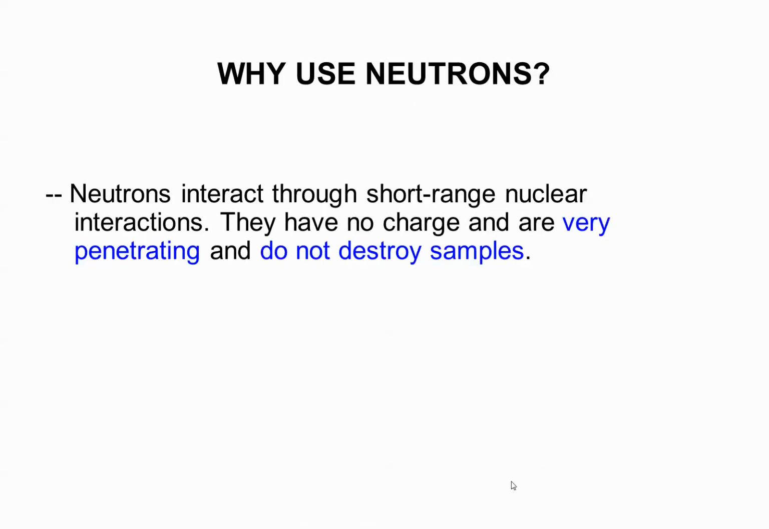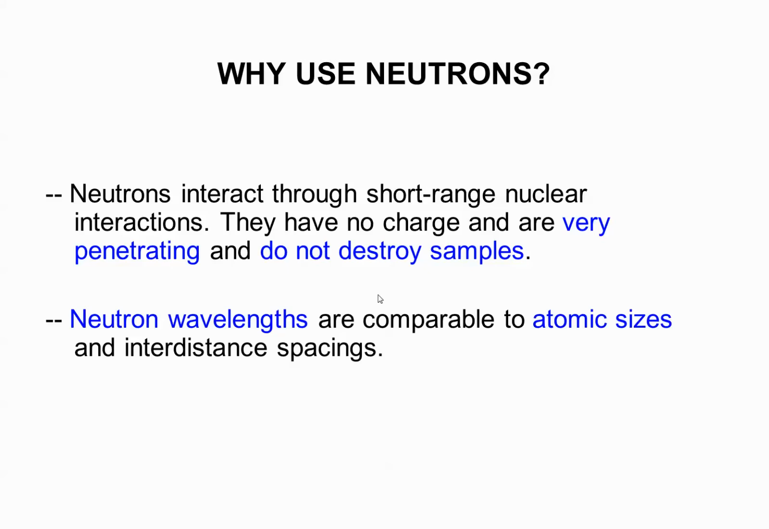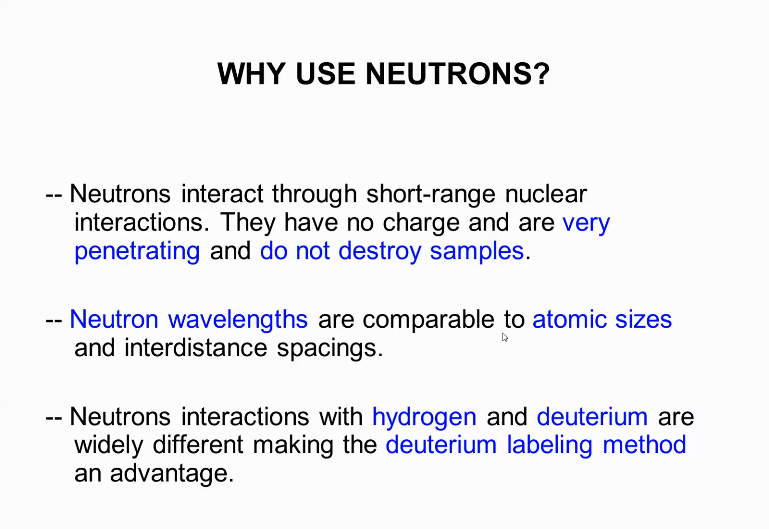Why use neutrons? They're very penetrating and do not destroy samples. Neutron wavelengths are comparable to atomic interdistance spacing, making neutron scattering very useful for determination of atomic structures. Neutron interaction with hydrogen and deuterium are very different, making the deuterium labeling method a big advantage. We'll say something about that.